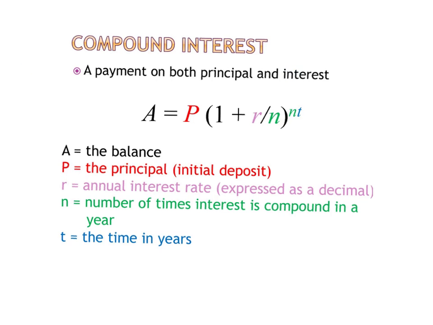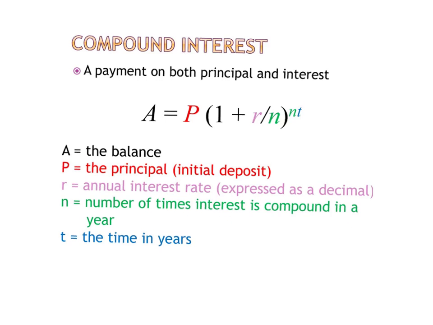Another way to use this is compound interest. Kind of fun. A lot of stuff you're going to want to know here. A payment on both principal and interest. Okay, so compounded interest, that's a definition. In this formula, A is the balance. That's how much money you have. P is the principal. That's what you started with, kind of like the small a in the last one. Here, R is the annual interest rate expressed as a decimal. So notice annual. That's extremely important.